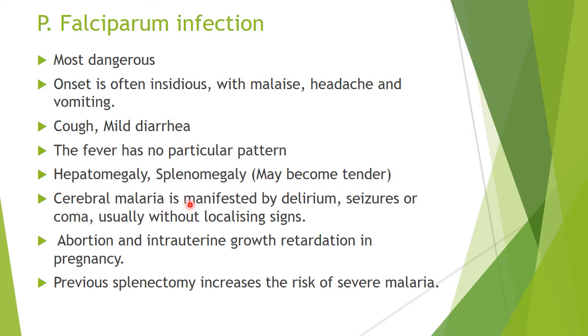Cerebral malaria is a dreaded complication manifested by delirium, seizure or coma. Coma occurs without any localizing signs. In case of pregnancy, there can be abortion and intrauterine growth retardation. Previous splenectomy will increase the risk of severe malaria.